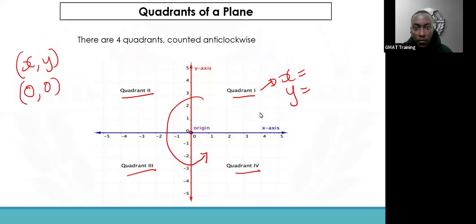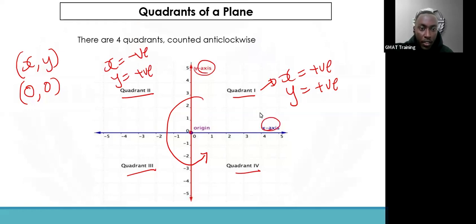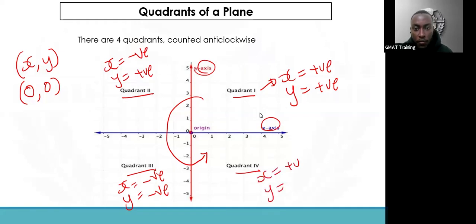X is positive in quadrant 1 and y is positive. Let's go to quadrant 2. Quadrant 2, what about the values of x and y? X is negative, y is positive. This is the y-axis and this is the x-axis. Quadrant 3, we have both values of x and y being negative. Quadrant 4, we have values of x are positive, while the values for y are negative.